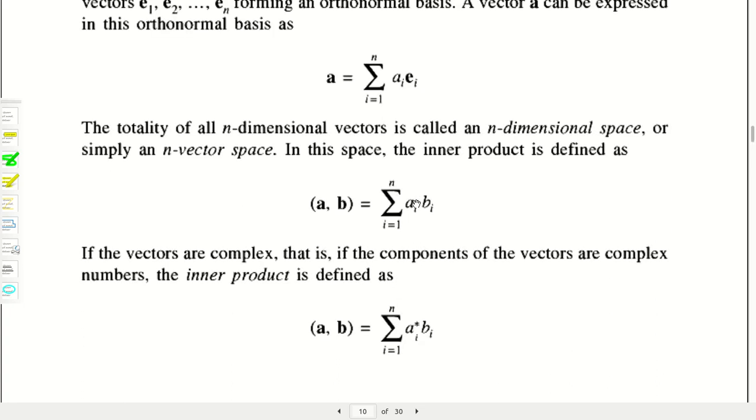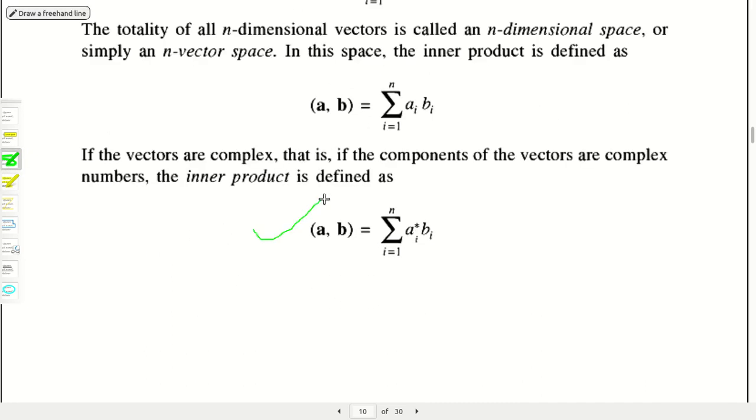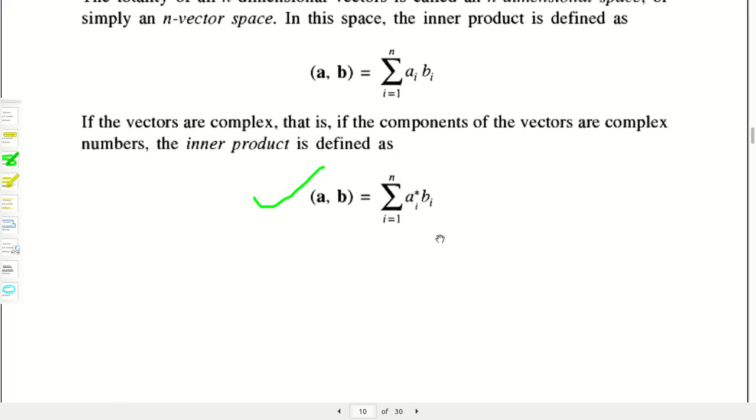So if now you assume that the components of vectors are not necessarily real, then the result should be written like this. Here it is written, that is sum over ai star bi. Ai star is the complex conjugate of the component ai. Okay, so this is your n-dimensional vector space in the complex plane.